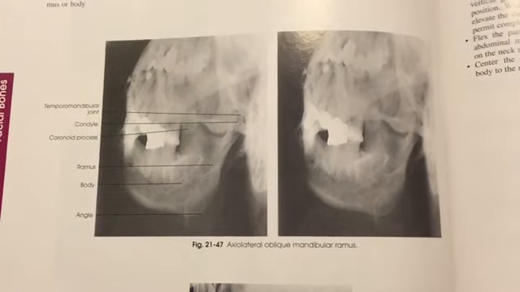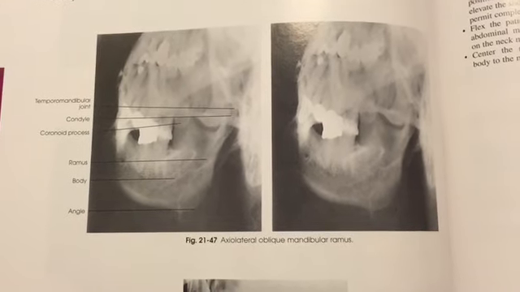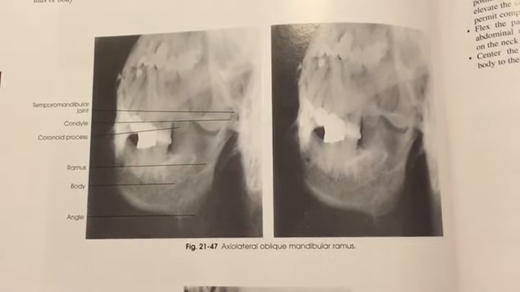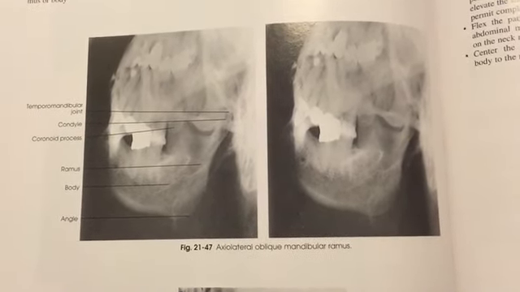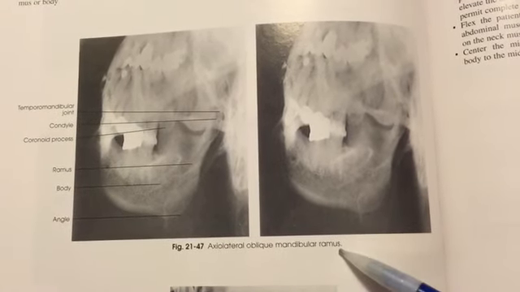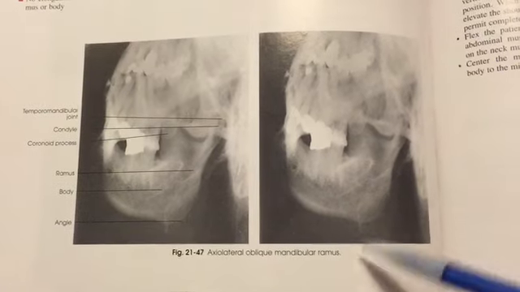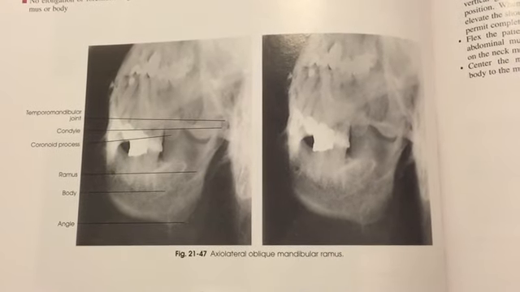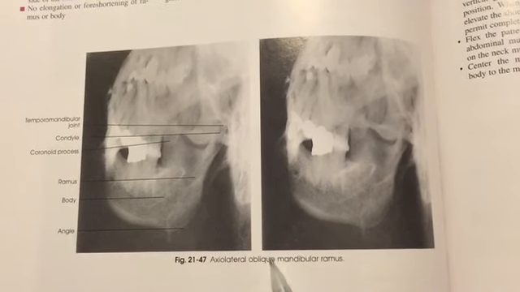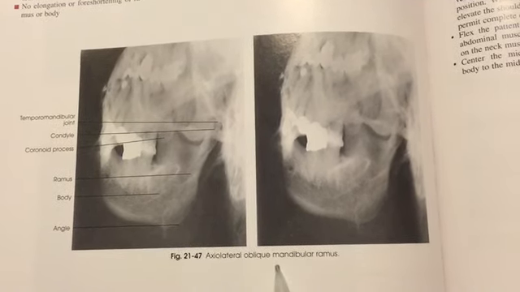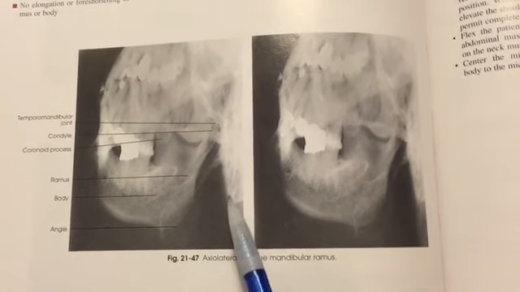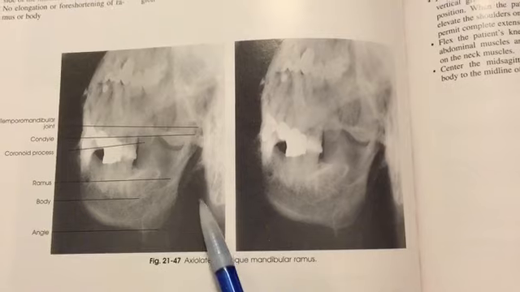Now we're going to take a look at the axiolateral obliques of the mandible. In each of these, you're really looking at the anatomy that was most parallel with the IR. In this case, the first one we have here is the axiolateral oblique of the ramus. You want to make sure that you have no elongation or foreshortening of the ramus, and because we used a 25-degree cephalic angle for all of the images, this ensures that there will be no overlap of the ramus on the opposite side of the mandible.